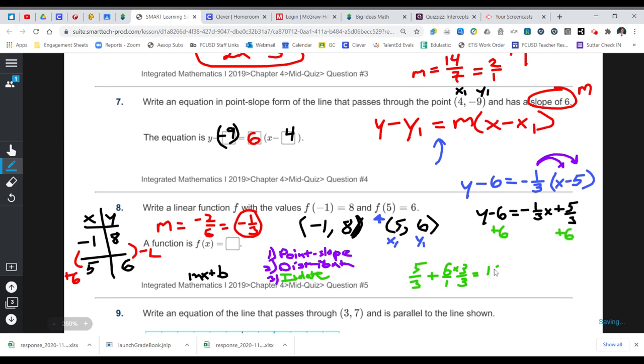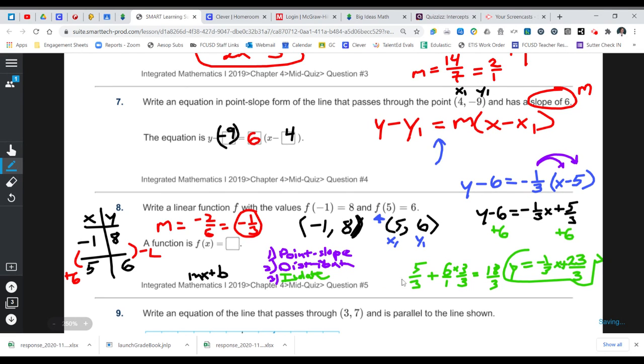And that would give me 18 over 3. Hey, that actually makes this problem easier. 5/3 plus 18/3. I'm going to combine those and get 23 over 3. So my final answer, 23/3 is the y-intercept. And the rest of the equation is y equals negative 1/3 x plus 23/3. A little bit tight there, but hopefully you get the point.